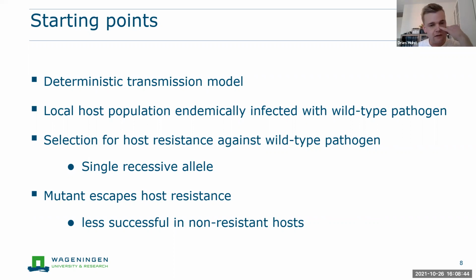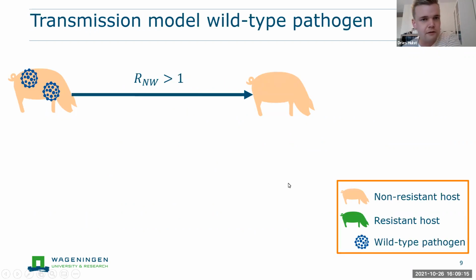So the mutant that can escape host resistance, that means that it can still spread in resistant hosts. But by definition, it's less successful in non-resistant hosts. So the escape mutation of the pathogen comes with a cost when it infects non-resistant hosts. So I'll give an overview of the transmission model.